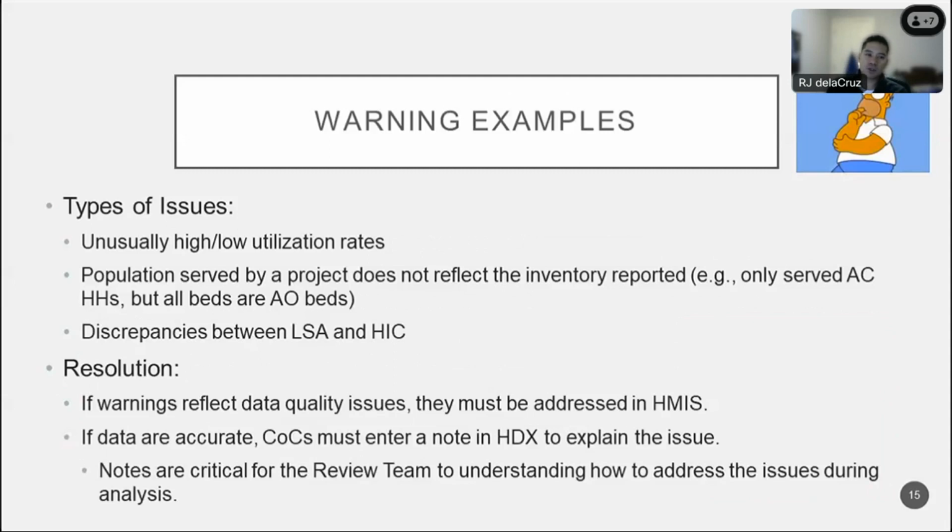It could be a population served by a project that doesn't reflect the inventory reported. So maybe you only served AC households, but all the beds are for AO. Or there could be discrepancies between your LSA data and the HIC data that you submitted earlier this year. The resolution, if the warnings reflect actual data quality issues, then address them in your HMIS as if it was an error, so you can clean it up in there.